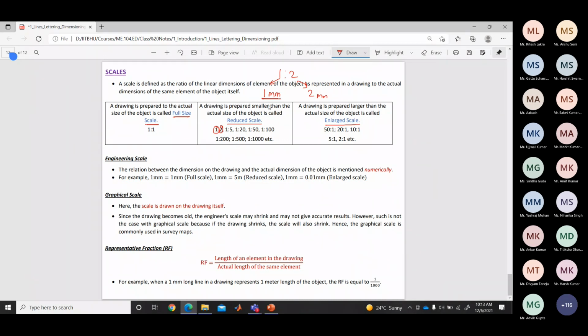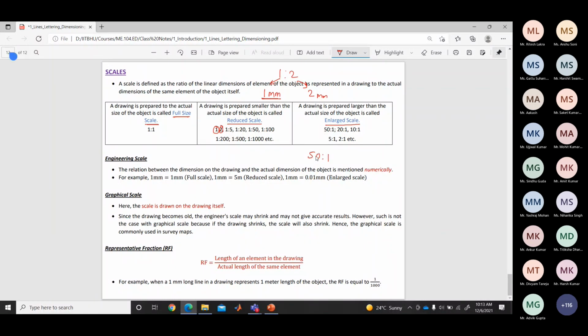Now, enlarged scale is just opposite to reduced scale. So we can say if the actual size of the object is 1 mm, then in the drawing it can be 50 meter. Actually, what we are doing, we are referring to this 50. So these are just examples.